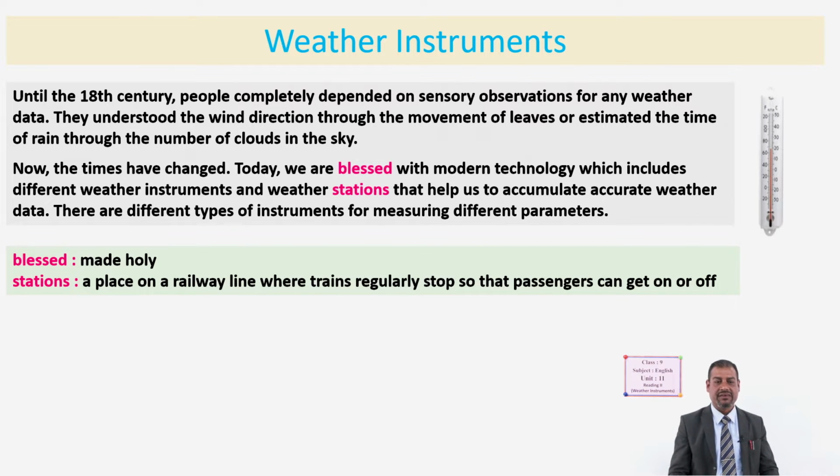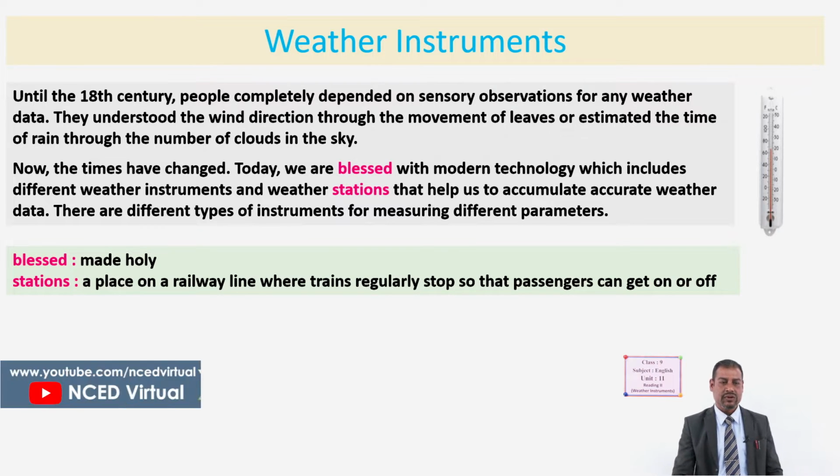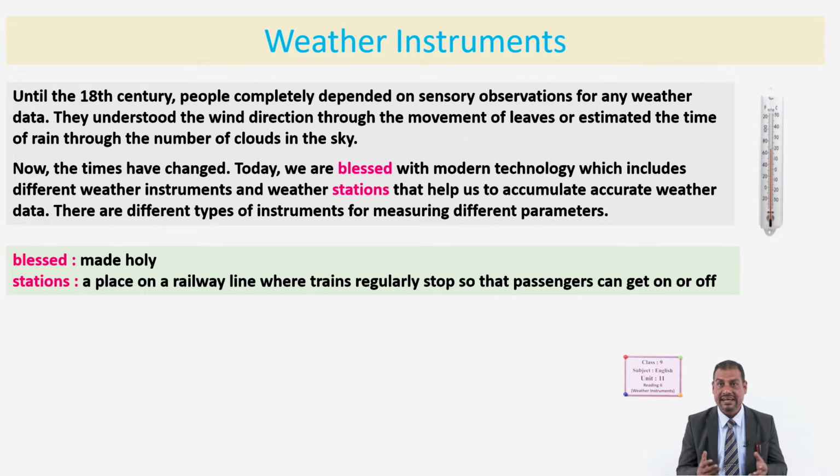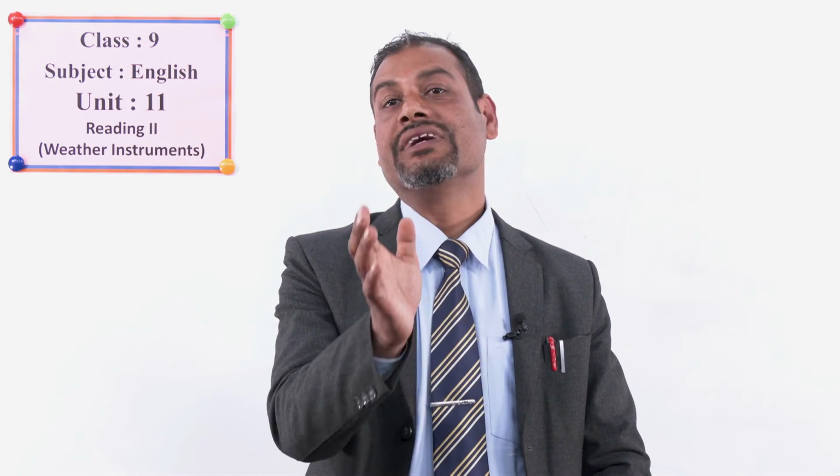Yes, a place on a railway line where trains regularly stop so that passengers can get on or off, but here you can use these stations for weather. Okay, so you can write these words' meanings in your exercise book. And how do you pronounce them? Blessed. All of you pronounce once again, blessed. Next one, stations. How do you pronounce it? Stations. Good.